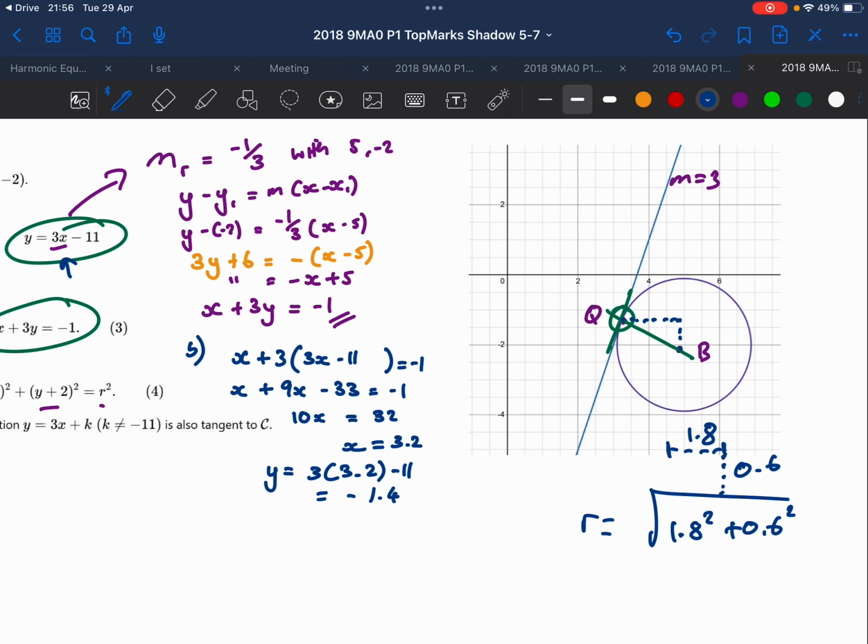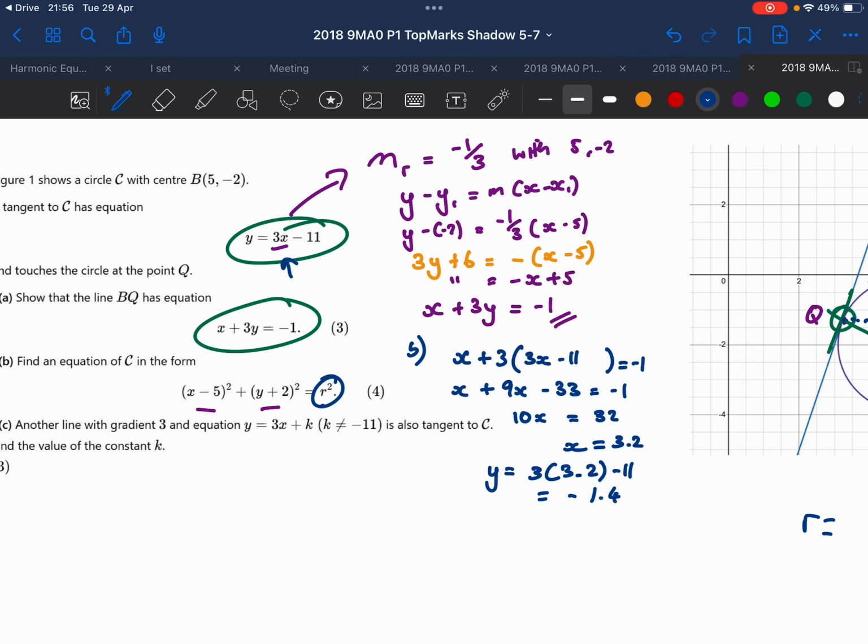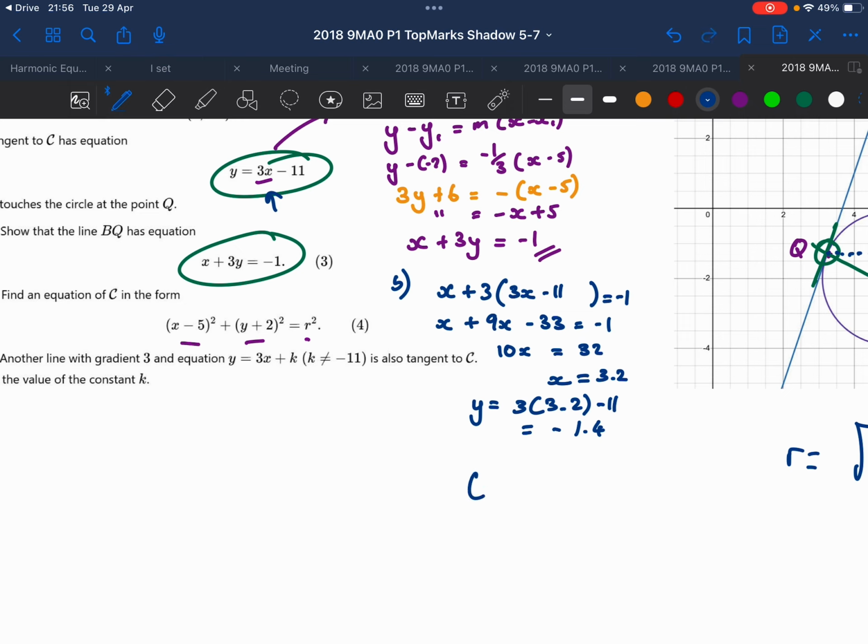Okay, and the radius is root of 18 over 5. Because for the formula we actually use, r squared is just 18 over 5. So that's what I would put in there. Okay, so let's write it out.